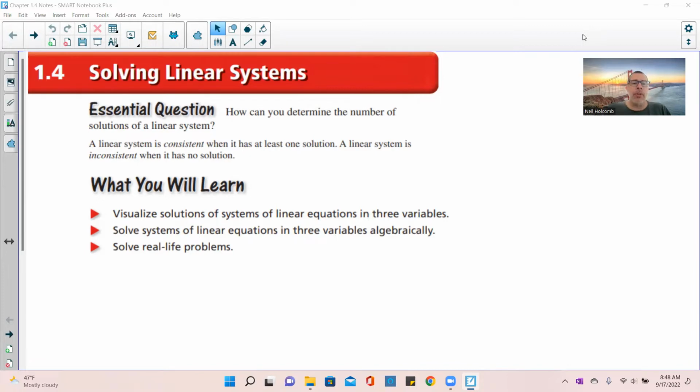What you will learn in this chapter is to visualize solutions of systems of linear equations in three variables. Three variables? What? Solve systems of linear equations in three variables algebraically, and solve real-life problems.